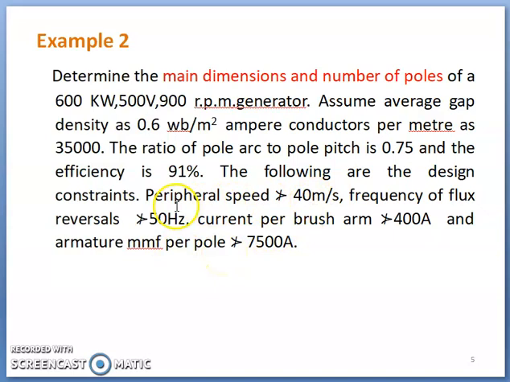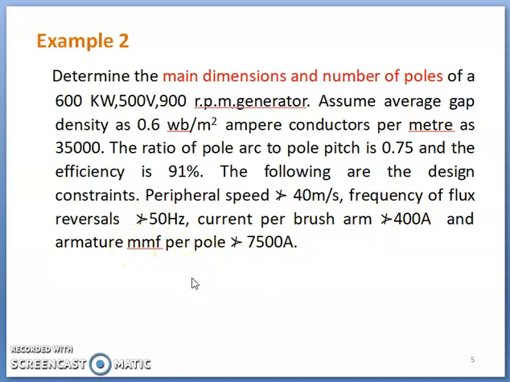So these design constraints we use as limiting factors to decide main dimensions as well as number of poles. We take the peripheral speed as limiting factor to decide main dimensions. Then to decide number of poles, we take as limiting factors or design constraints the frequency of flux reversal, current per brush arm, and armature mmf per pole.